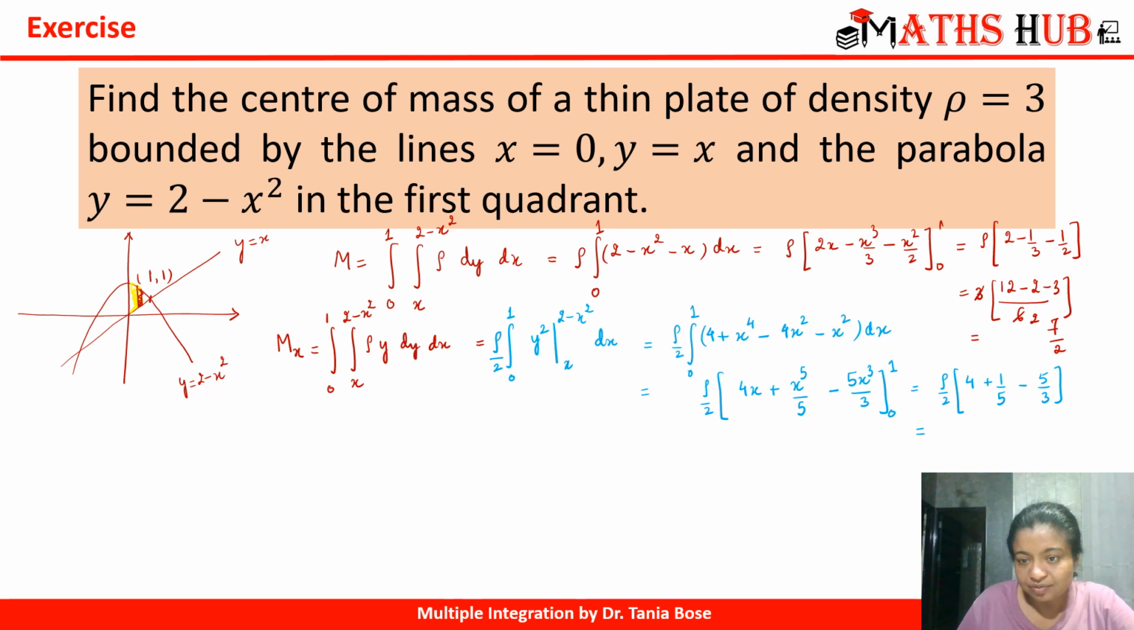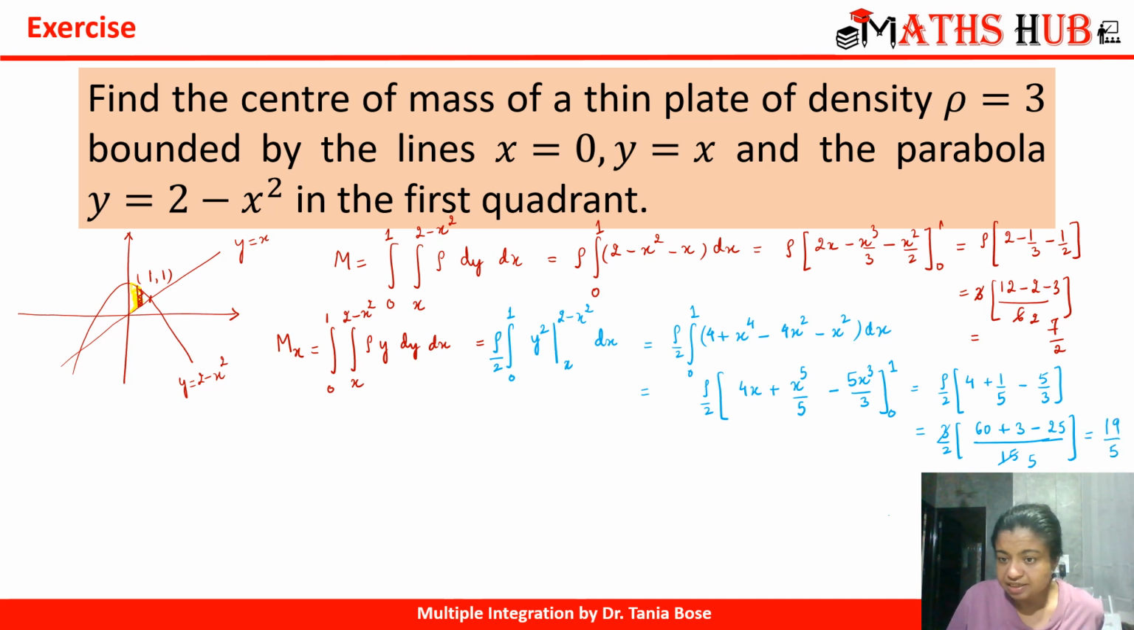So rho, the value is 3 by 2. Let's take LCM 15. So this is 60 plus 15 divided by 5 is 3, minus 15 divided by 3 is 5, 5 into 5 is 25. So 3 and 1, 5 will come out, right? And this calculation would give, so this is giving me 19 by 5, right?